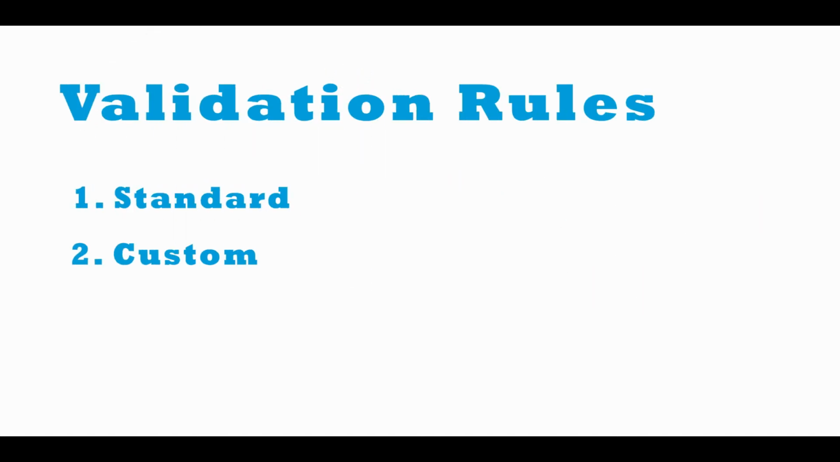Types of validation rules. 1 is standard validation rule. Second is custom validation. Standard validation rules are the rules that are given by Salesforce by default. Salesforce gives only the validation rules that are common in market. Like email should have valid format, like at the rate symbol, dot symbol, etc. When a user enters a wrong email address, Salesforce gives an error message.